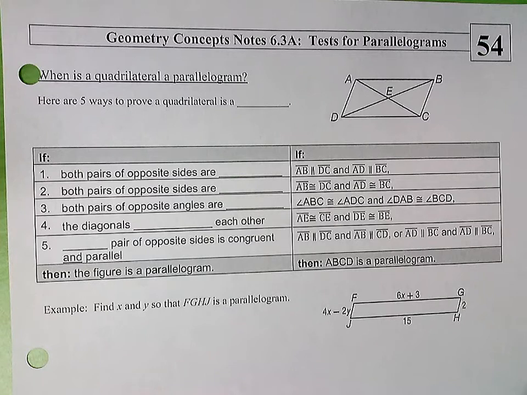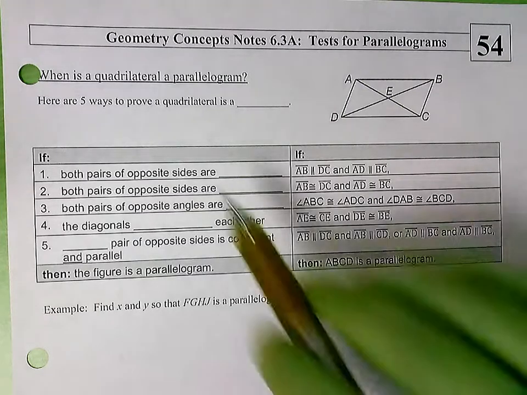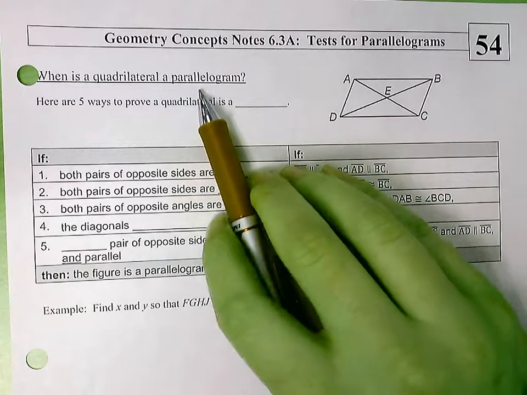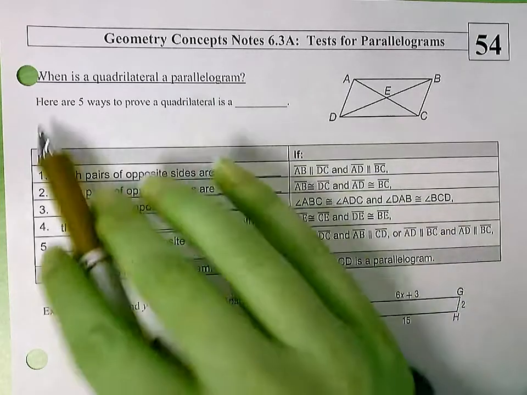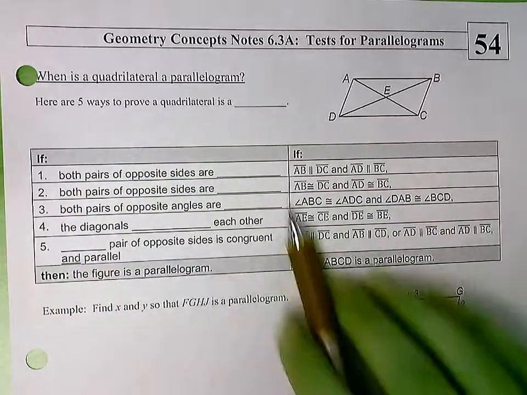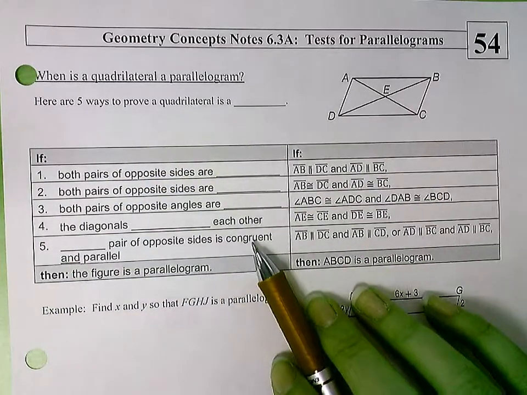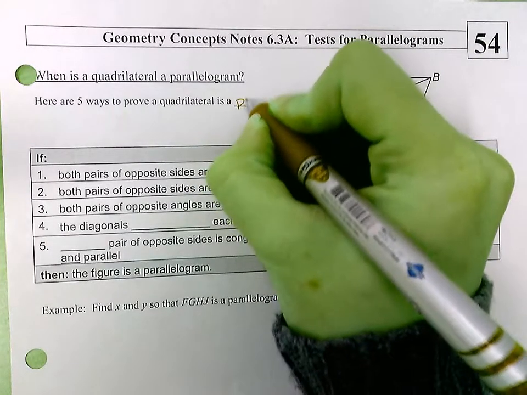Now it's just looking at tests for parallelograms. So we're still working with parallelograms and their properties. So we want to figure out when a quadrilateral is a parallelogram. So there are 5 ways that we can prove our quadrilateral is a parallelogram.